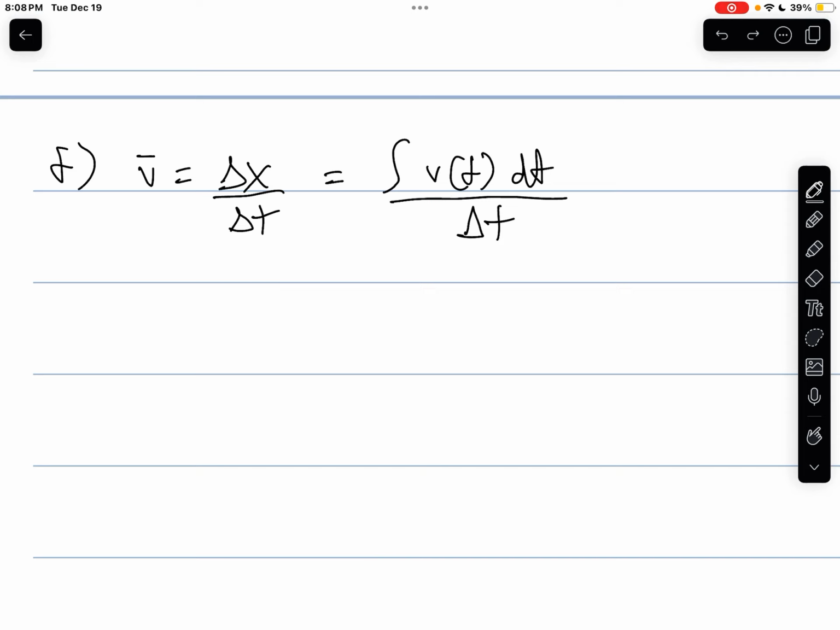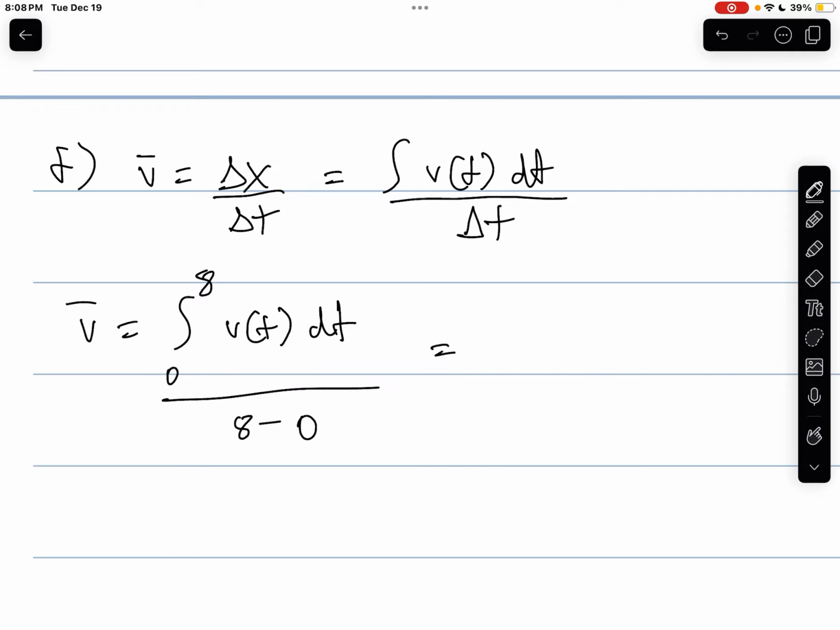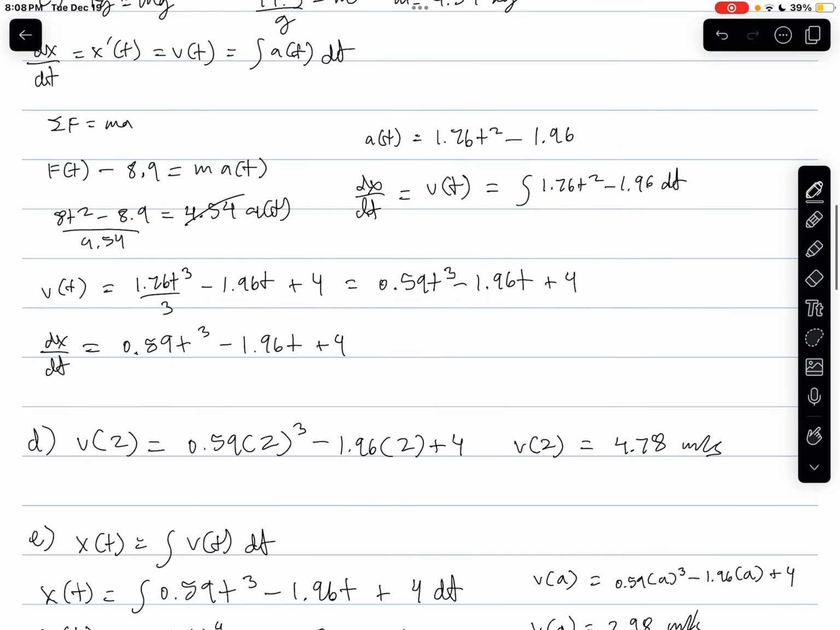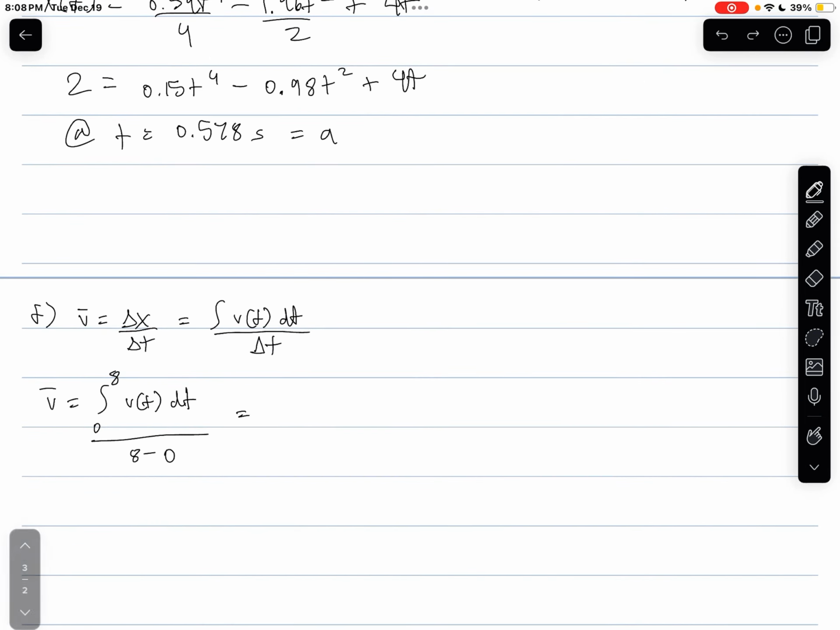To find the average speed for 8 seconds, I need to do the integral from 0 to 8 of v of t dt, over 8 minus 0. Then I just use my calculator. I put in the velocity function, and then I use the integration mode. And then I got, wait, sorry, I have to redo this, just to make sure.